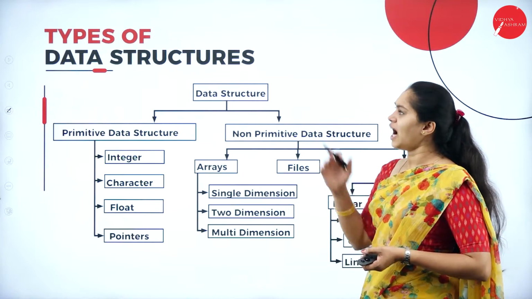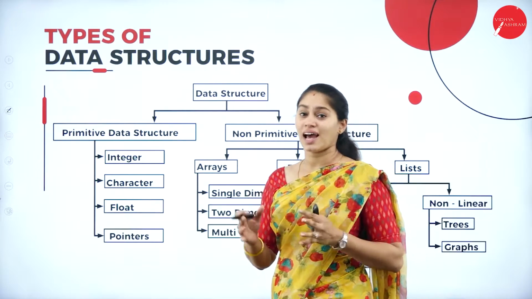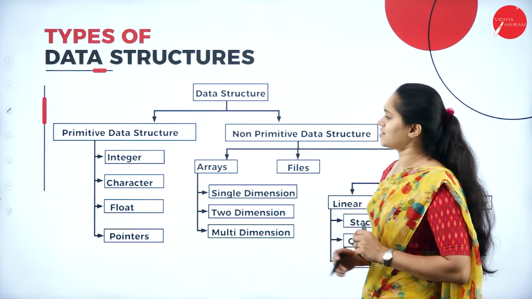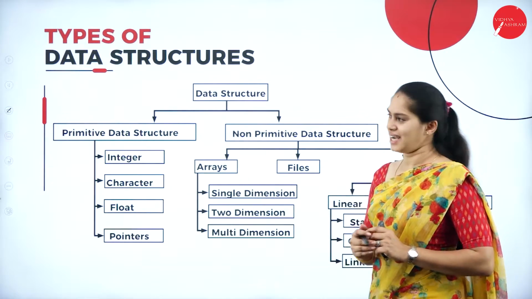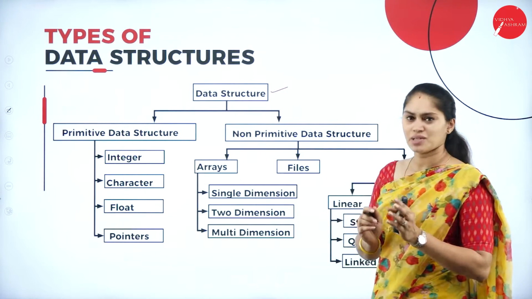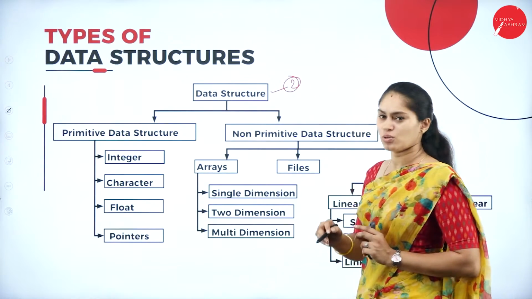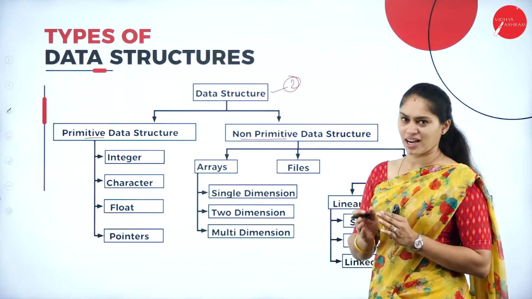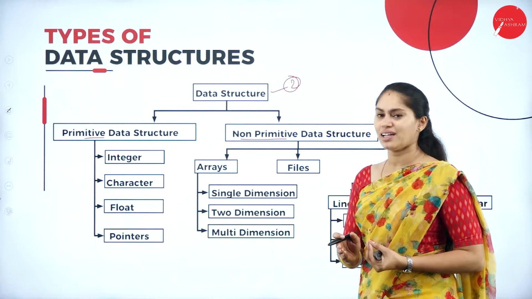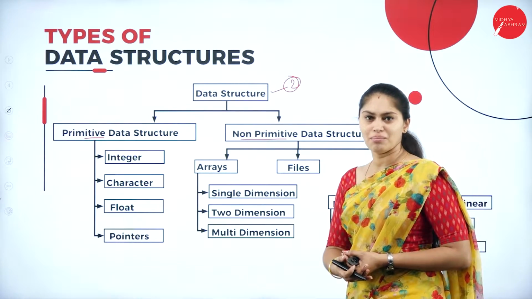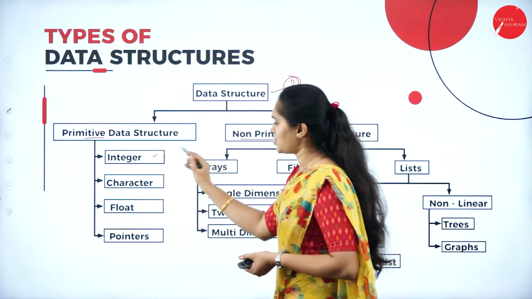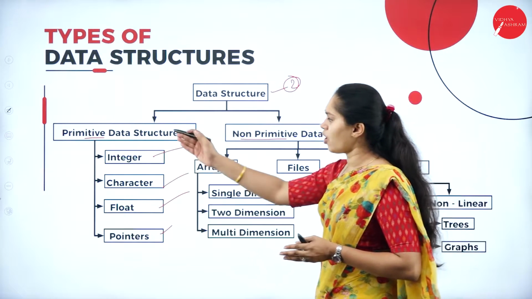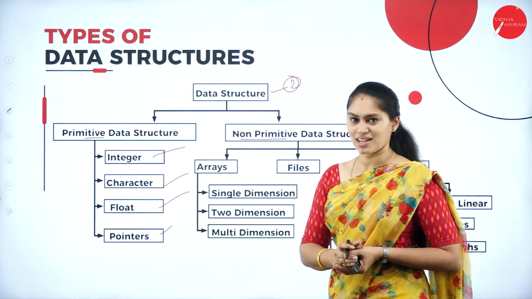Now we'll see how data structures have been classified, that is, the types of data structure. If you see this diagram, you can easily understand that data structures have been classified into two parts: one is primitive data structure and another is non-primitive data structure. Under the primitive data structure, we have some more examples. That includes integer, character, float, as well as pointers, reference. All these come under primitive data structure.